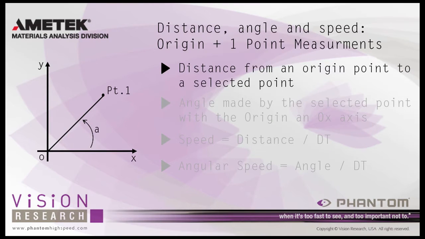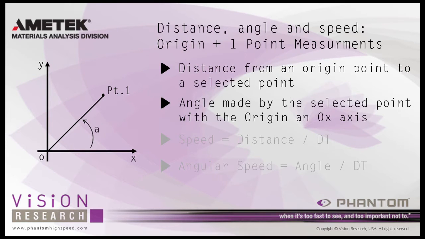Distance, angle, and speed measurements using the origin plus 1Point measures the distance from an origin point to a selected point, the angle made by the selected point with the origin and the origin's x-axis, the speed, which equals distance divided by the time of the point frame minus the time of the origin frame, if the point is on a different frame from the one where the origin was set, and angular speed, which equals the measured angle divided by the time of the point frame minus the time of the origin frame, if the point is on a frame different from the one where the origin was set.